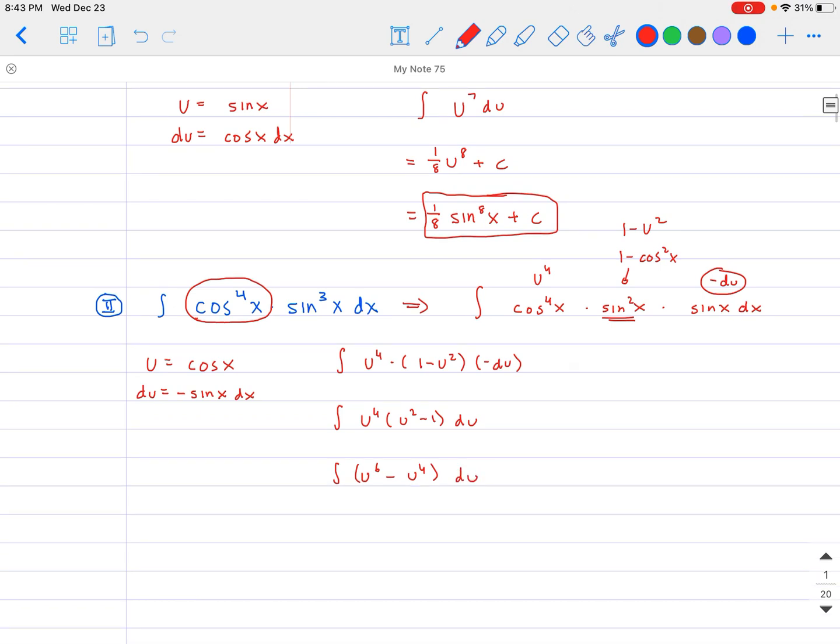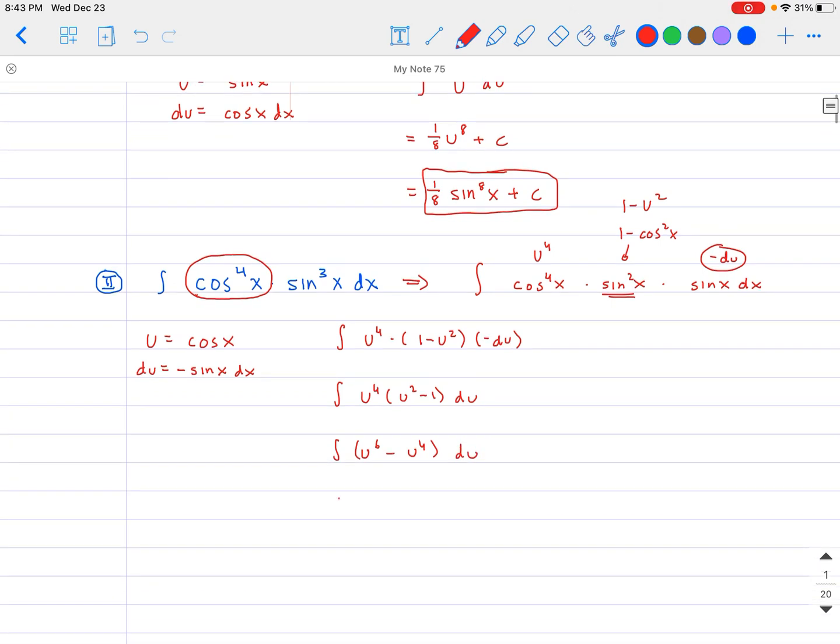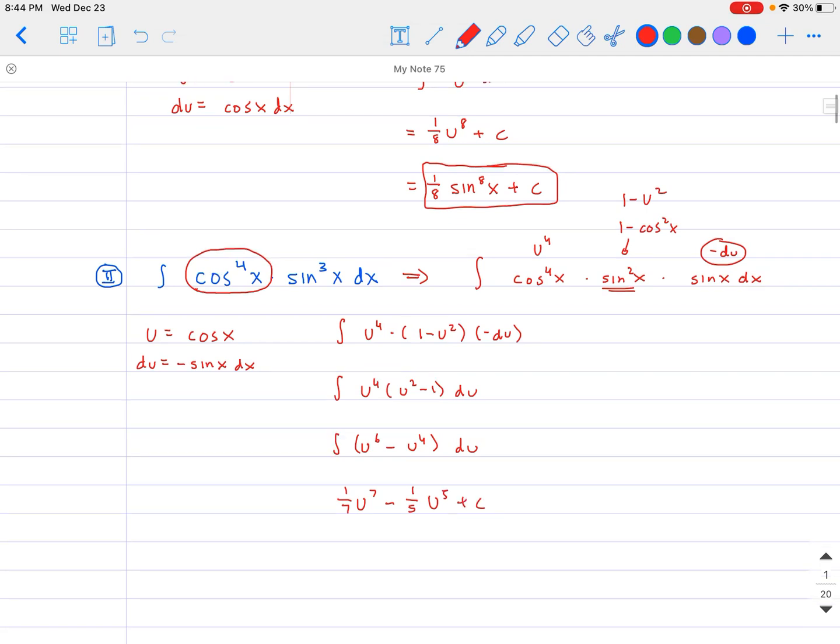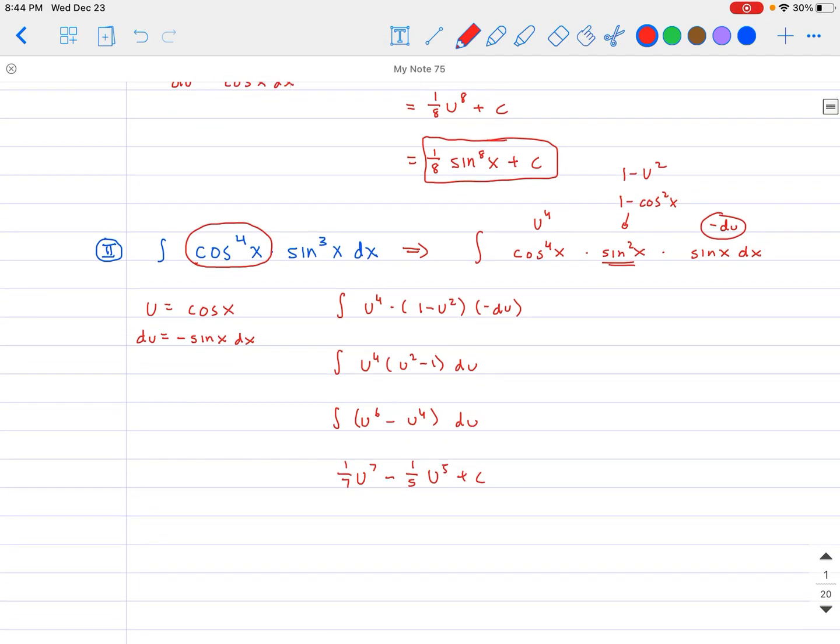Once again, it's a nice little power rule right here that we can work with. So that's going to be the integral. Oh, sorry, no longer integral, because we can actually integrate this. This is going to be 1/7 u to the seventh power minus 1/5 u to the fifth power plus c. And finally, we're going to plug everything back in. So 1/7 multiplied by cosine to the seventh of x minus 1/5 multiplied by cosine to the fifth power of x, plus c.